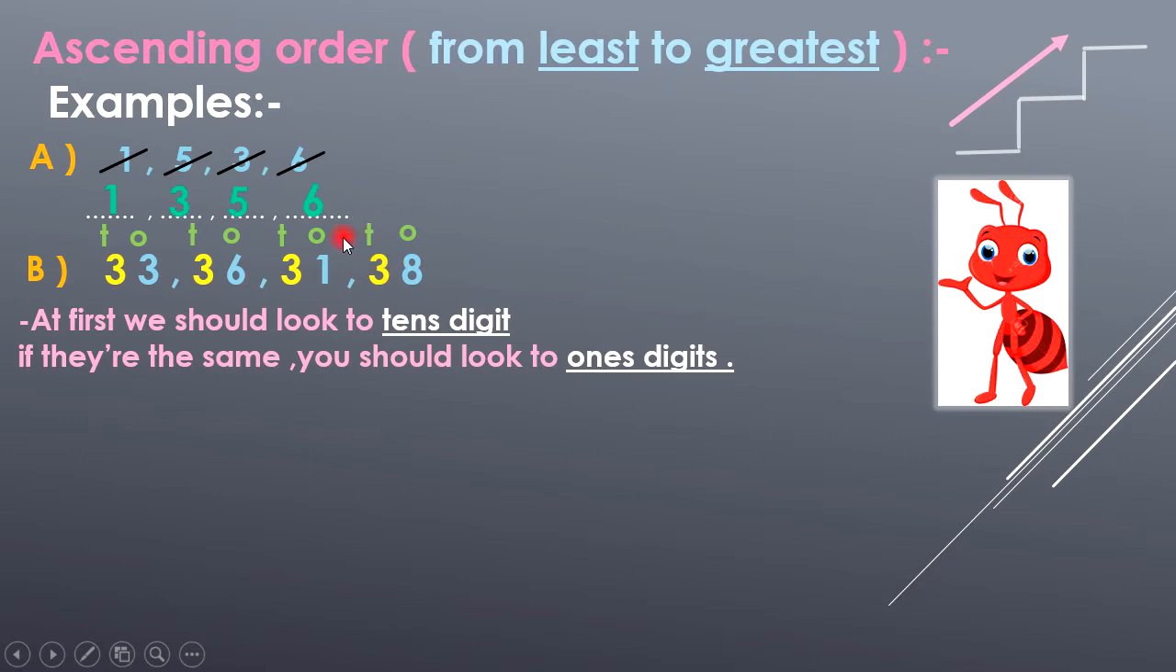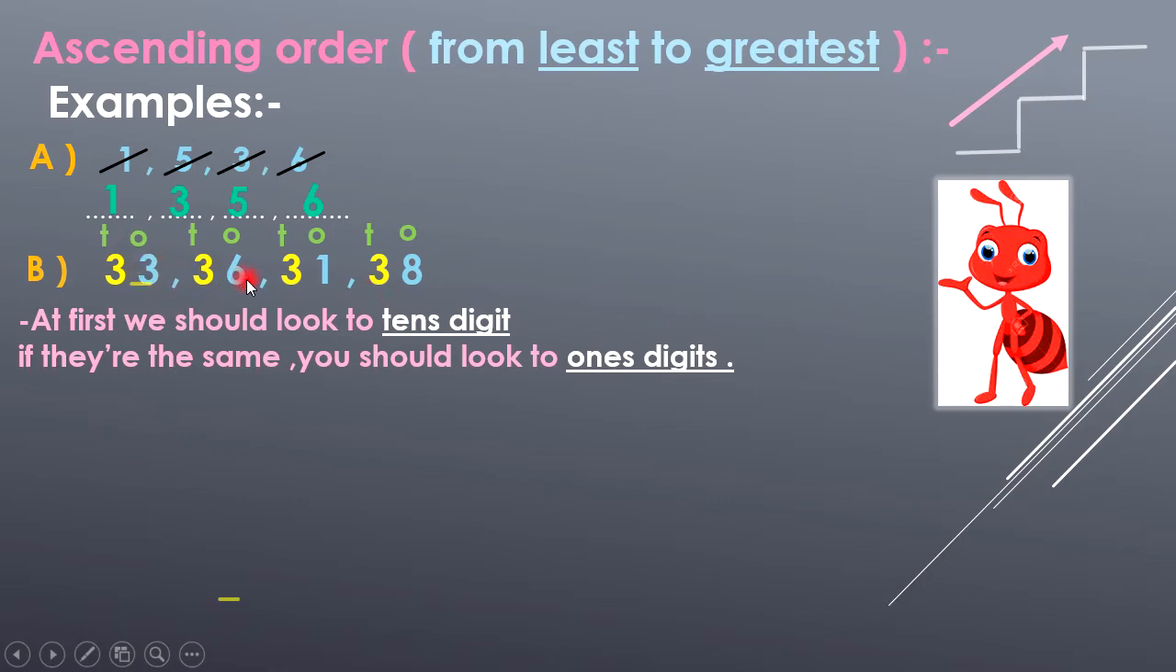That's tens digit, tens digit, tens digit, tens digit. So we find that they are the same. The tens digit, the same. Okay, so we should look to what? Yes, we should look to ones digit. Okay, let's put line under ones digit.